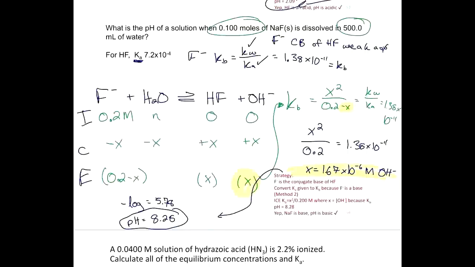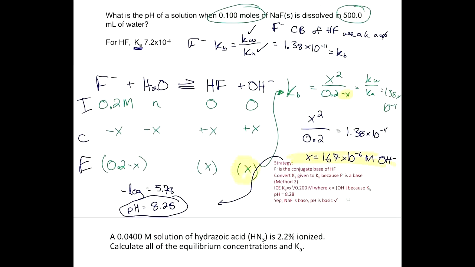Okay, keep going. So that was another method too, use an approximation. Usually if you calculate pH, you have to do that. Okay, let's do another one. Okay, 0.04 molarity of an acid is 2.2% ionized. Calculate all of the equilibrium concentrations and Ka.